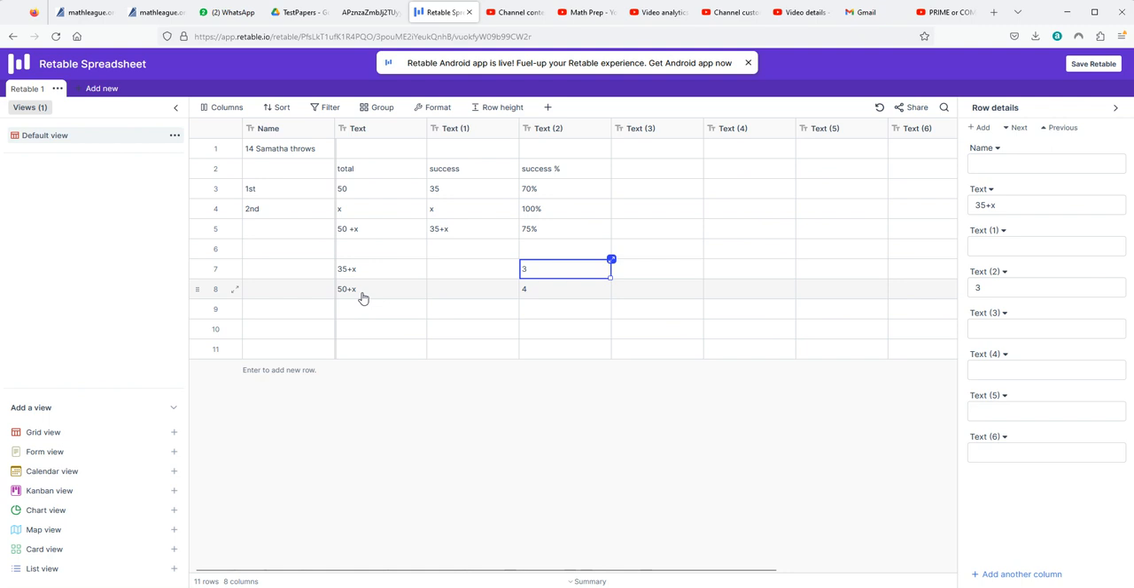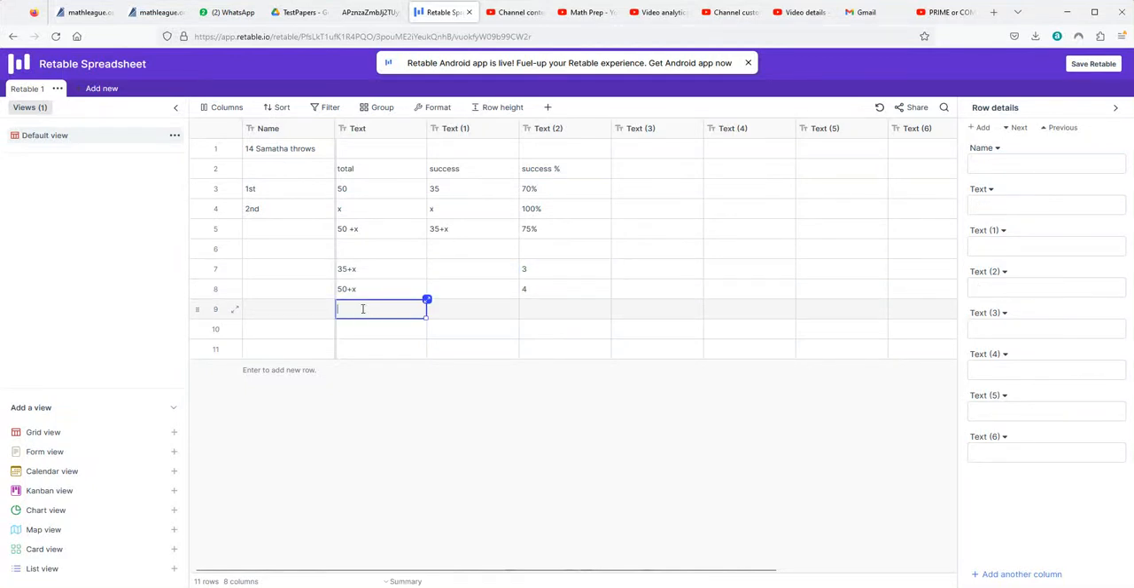35 divided by 50 plus 35 plus x divided by 50 plus x is equal to 3 by 4. Do you know how to solve this? But we can't cut the x's off. We can only do that if it were multiplication. So what we do here is we have to multiply because there is an equal to sign between them. We have to multiply 35 plus x into 4 equal to 50 plus x into 3.